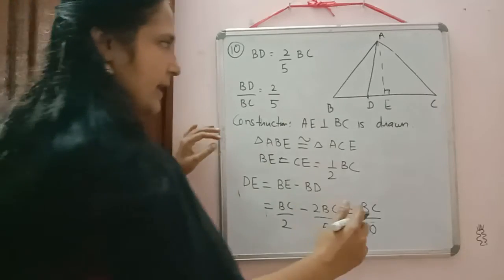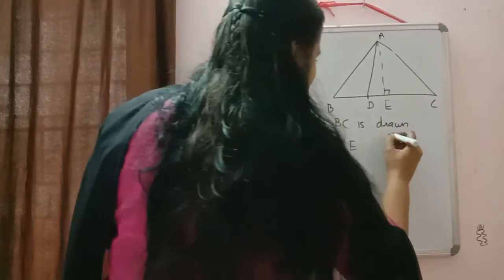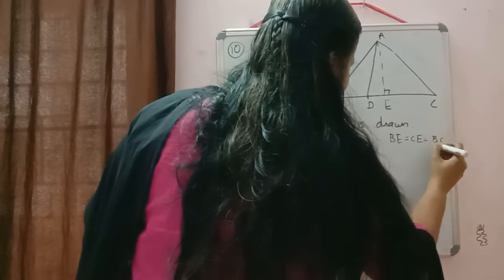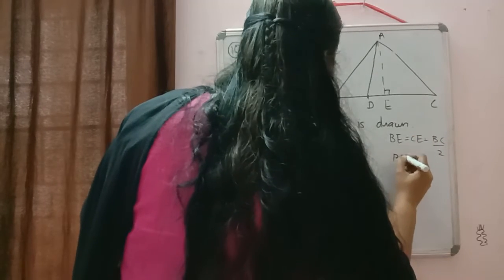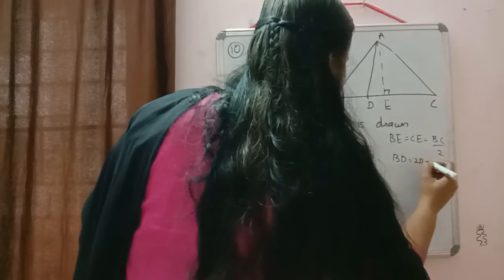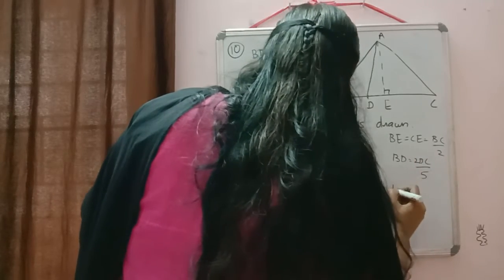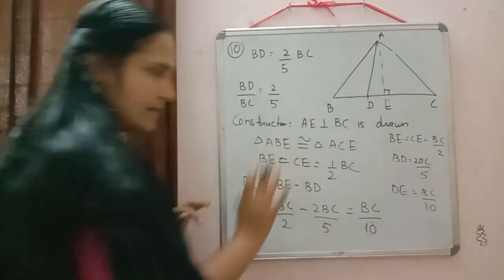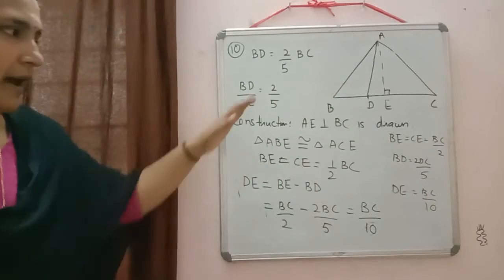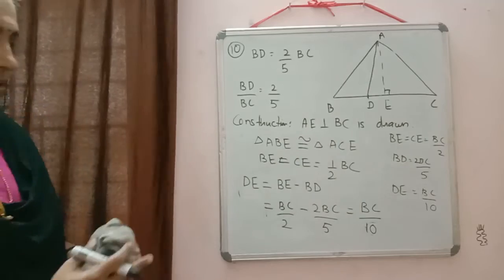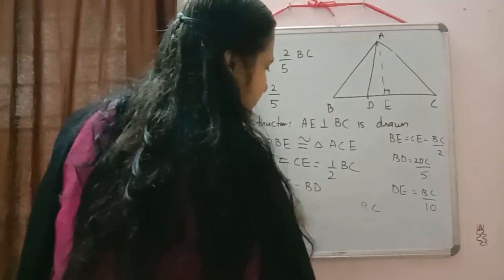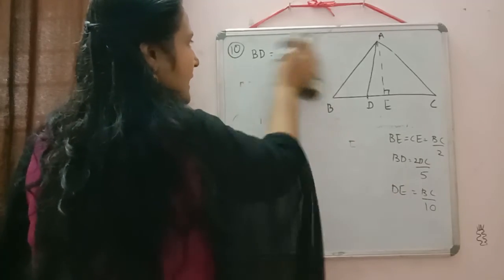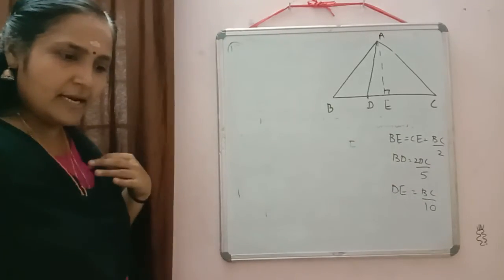So again I am writing here, BE is equal to CE is equal to BC by 2. And then BD is equal to 2BC by 5. And we got DE is equal to BC by 10. These are the things which we have just found out. Now we will check how to do the proof. In the proof, which side do we need? Just check. Yes, we need AB.